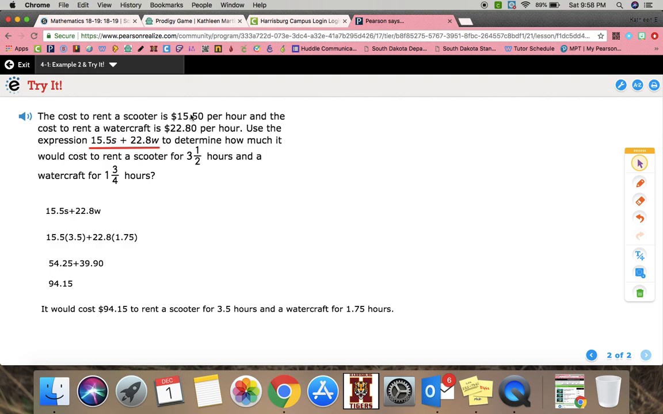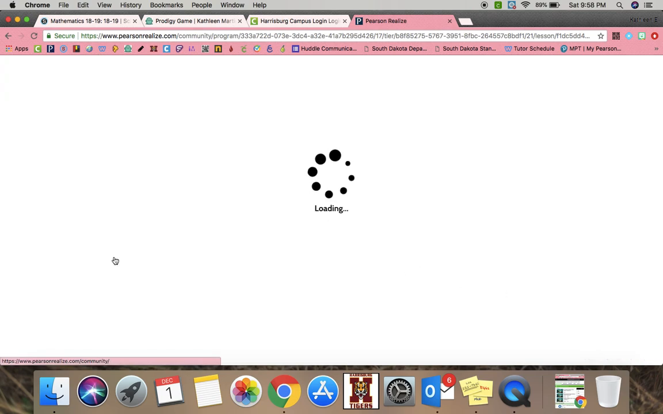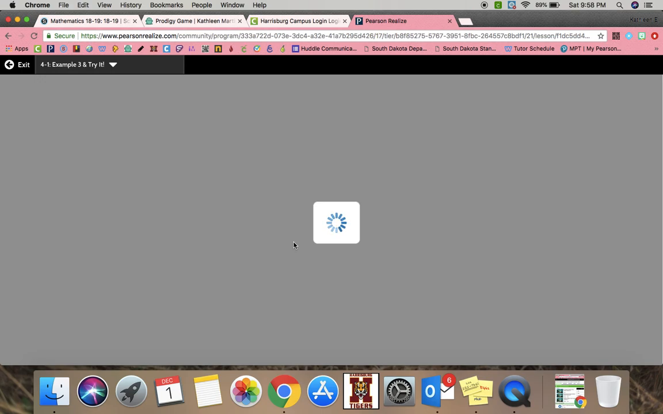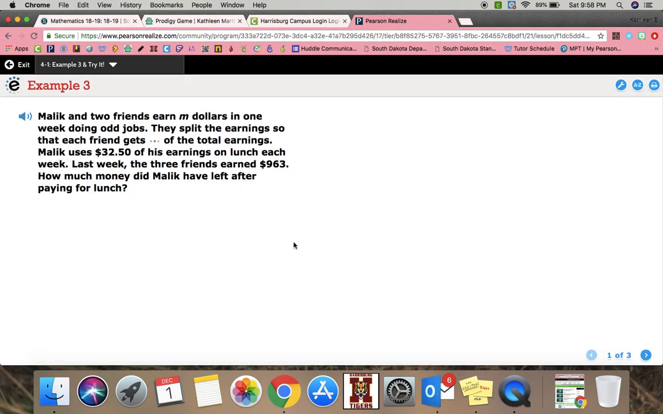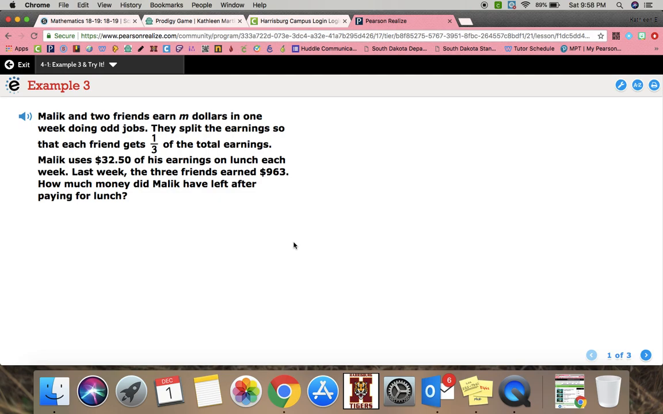Okay, so that is the end of that question. Let's do example 3 and try it just so you have as many resources in your book as possible. So this one says, Malik and 2 friends earn M dollars in 1 week doing odd jobs. They split the earnings so that each friend gets 1/3 of the total earnings.